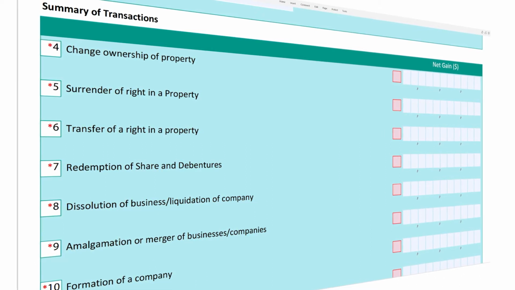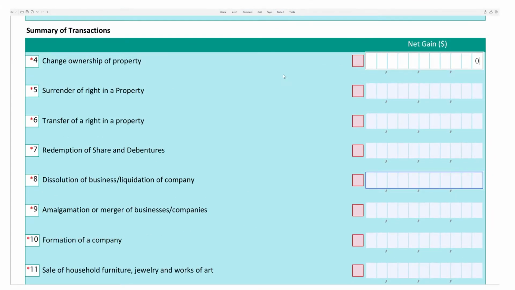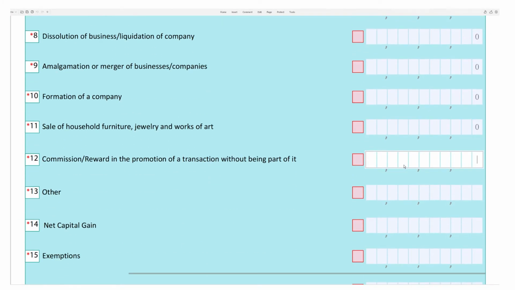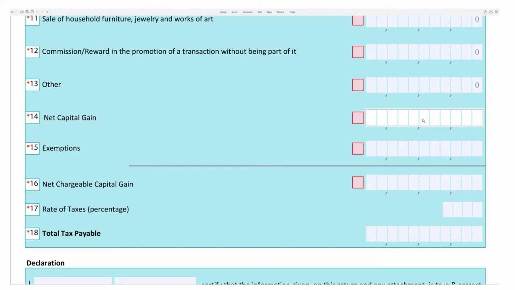This figure includes cost of acquisition, such as land, minus the allowed expenses, such as improvements. After completing lines 4 to 13, add the total for the given year and insert the net capital gain in line 14. The exemption for capital gains is $500,000. Anything over $500,000, taxpayers are expected to pay capital gains on the entire amount.